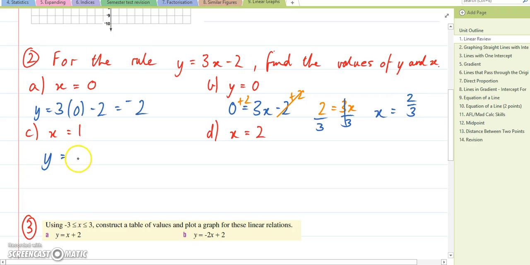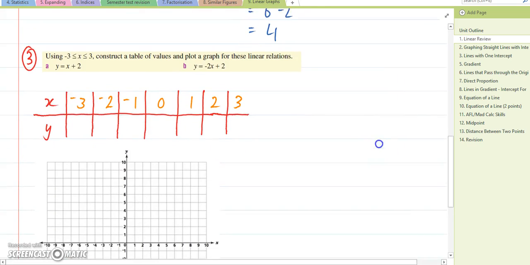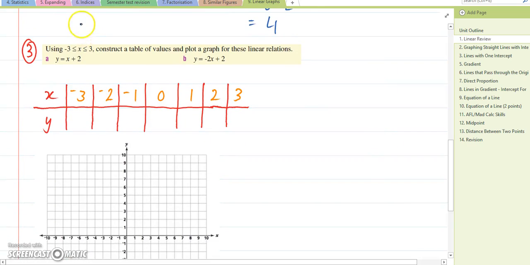Again, substituting 1 in this time for x. 3 times 1 is 3. 3 minus 2 is 1. Again, substituting 2 in for x this time. And 3 times 2 is 6. And 6 minus 2 is 4. So pretty straightforward again. Be careful with some of the terminology here.